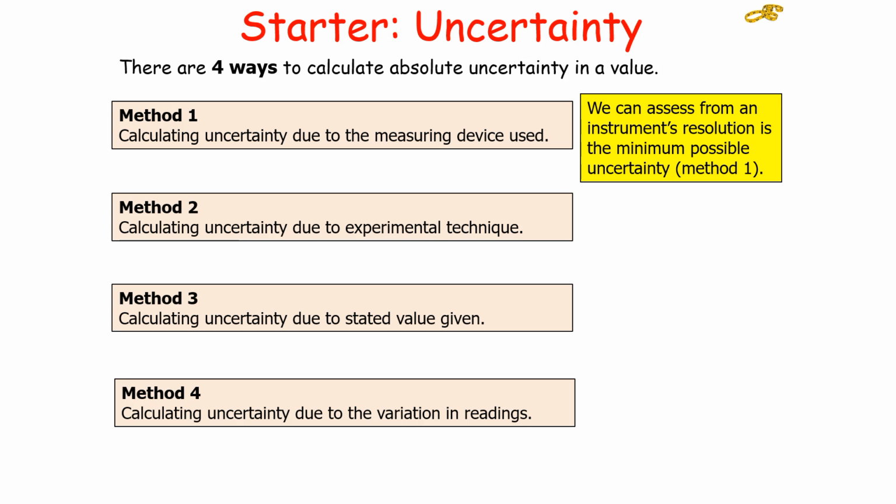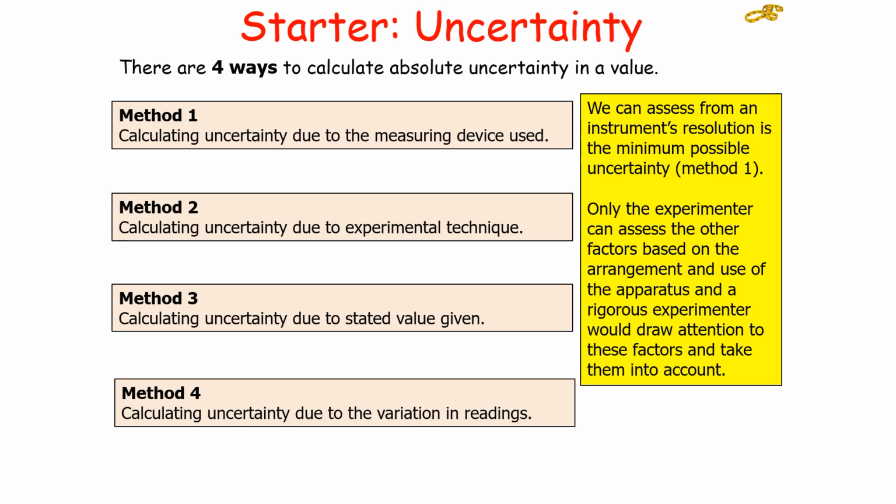We can assess the instrument's resolution to work out a possible uncertainty. Now again, only the experimenter can assess the other factors based on the arrangement and the use of the apparatus, and a rigorous experiment would draw attention to these factors and take them into account.